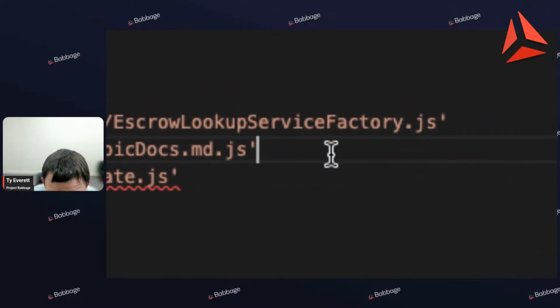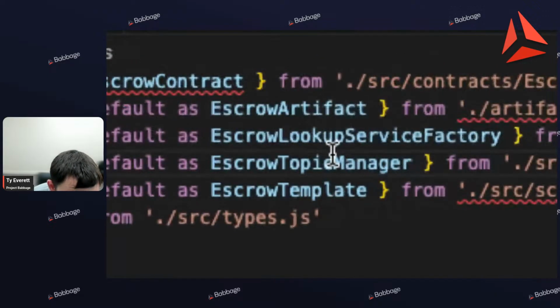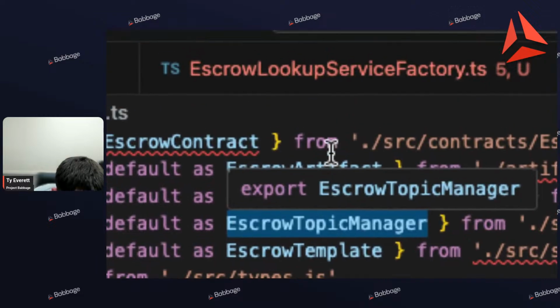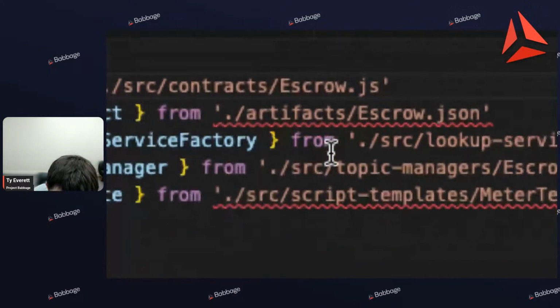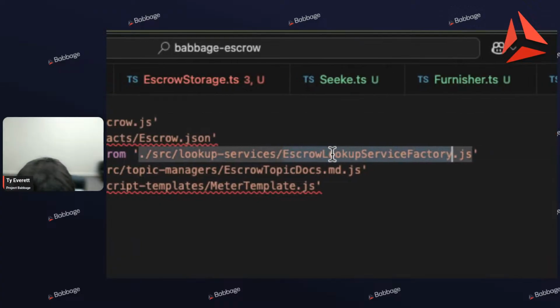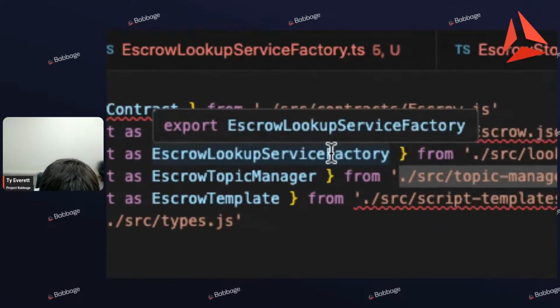Confirming, why are we exporting the docs as its own? We don't need to do that. Wait. Escrow lookup service factory is exported from the lookup service factory. And this is actually just exported.